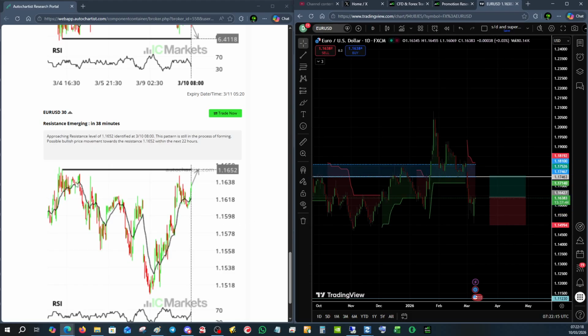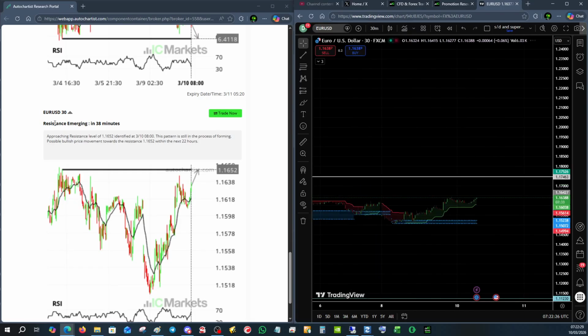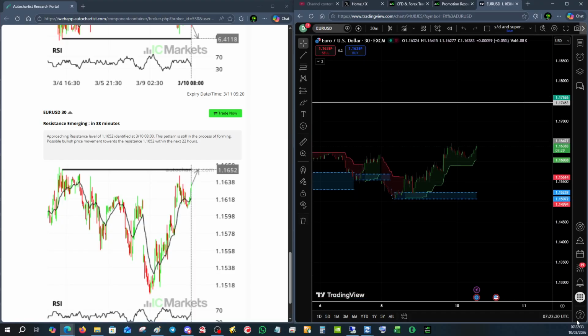I don't know why they're looking to target. It's in the 30 minutes. Oh, we're looking at the daily. That's probably why. We'll look at the same time frame as them. 116.52. Let's try that again.